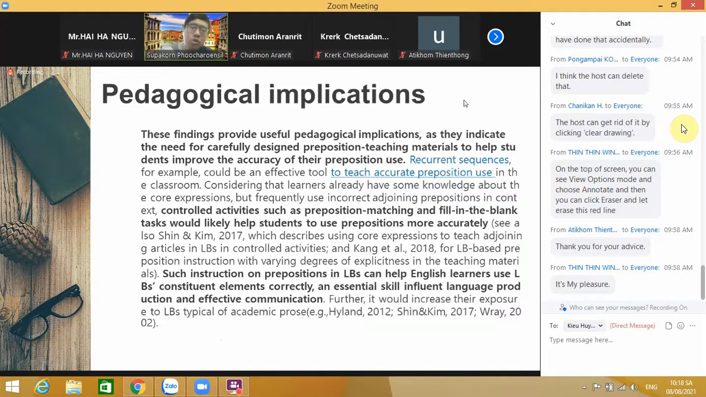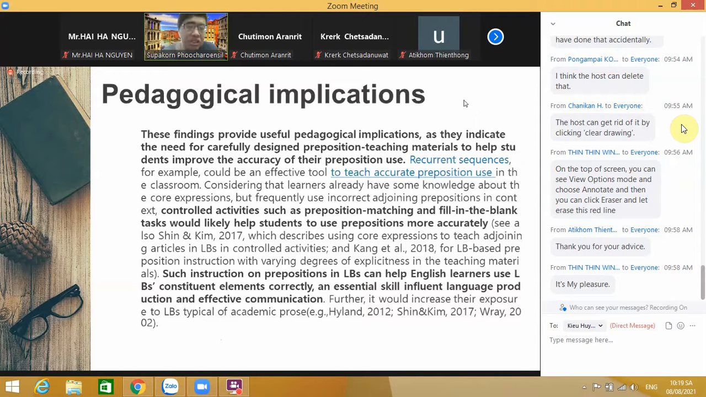So, when you write pedagogical implications, it's important to keep in mind that the pedagogical implications must be based on the findings of your study, right? You cannot just recommend how to teach prepositions or whatever, based on your own imagination or your own viewpoint only. Everything must be linked to your own current study, right?